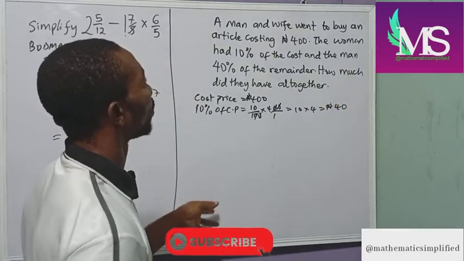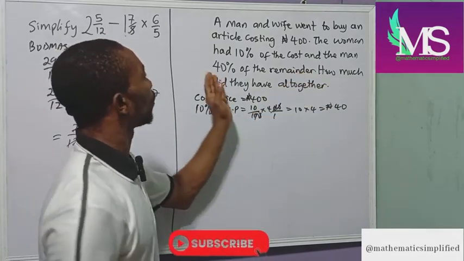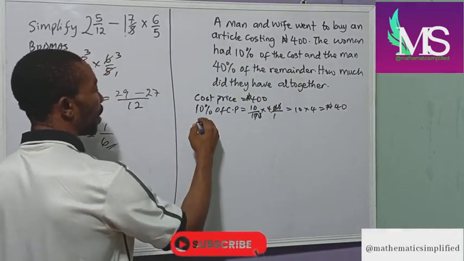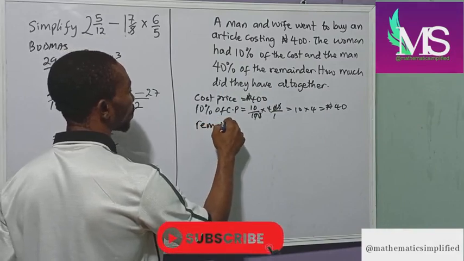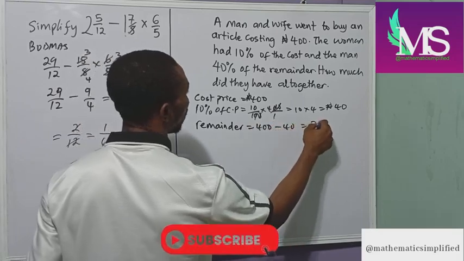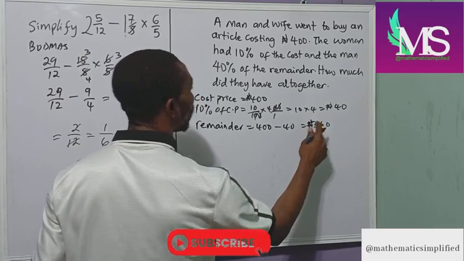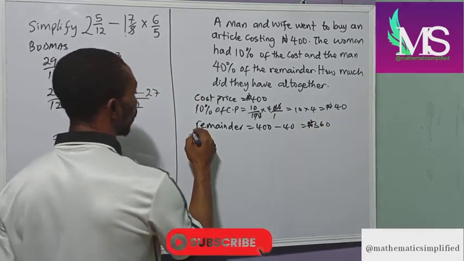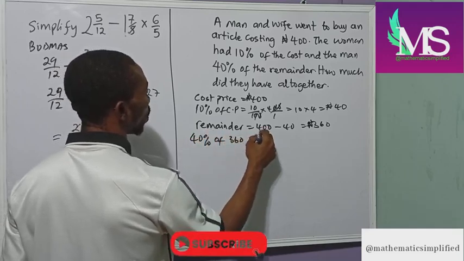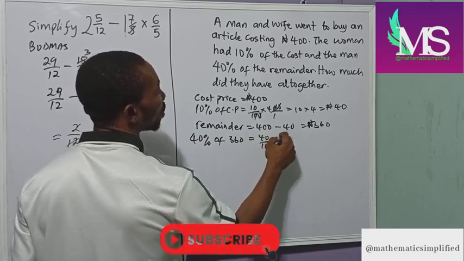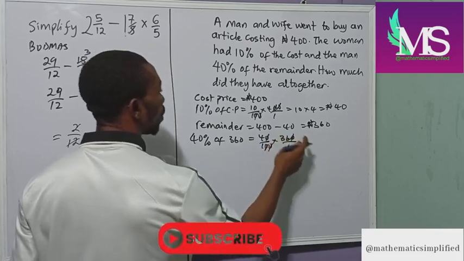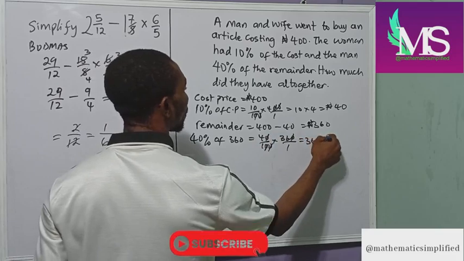The woman had 40 naira and the man 40% of the remainder. Now, for us to find the remainder, our remainder will become 400 minus 40, which is 360. So the man had 40% of 360. So 40% of 360 will become 40 over 100 times 360 over 1. So this gives us 36 times 4.